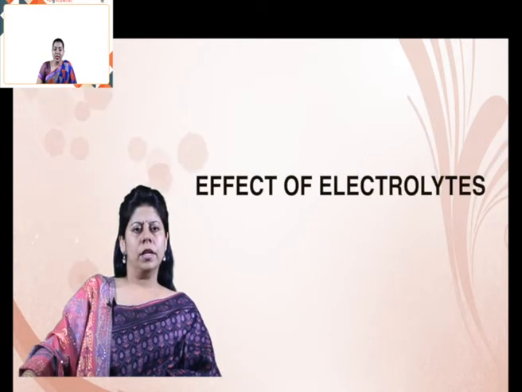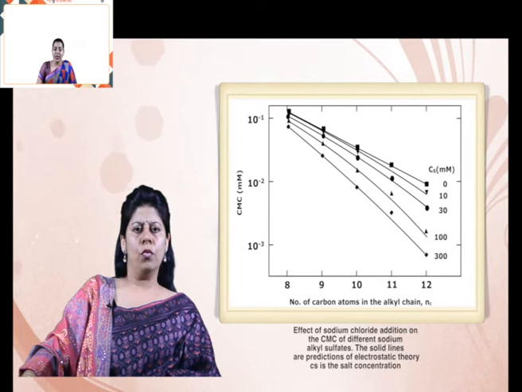Now we will see the effect of electrolytes. The addition of electrolyte has a significant effect on the CMC of ionic surfactants. This is shown in figure 5 for the addition of 1:1 inert electrolyte to a solution of a monovalent surfactant. This figure shows the effect of sodium chloride addition on the CMC of different sodium alkyl sulfates. The solid lines are predictions of electrostatic theory. Cs is the salt concentration.